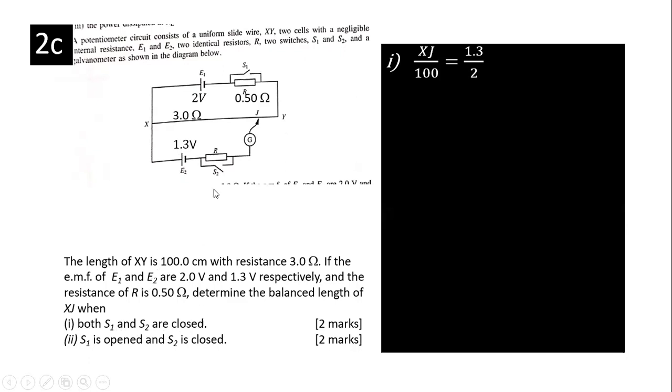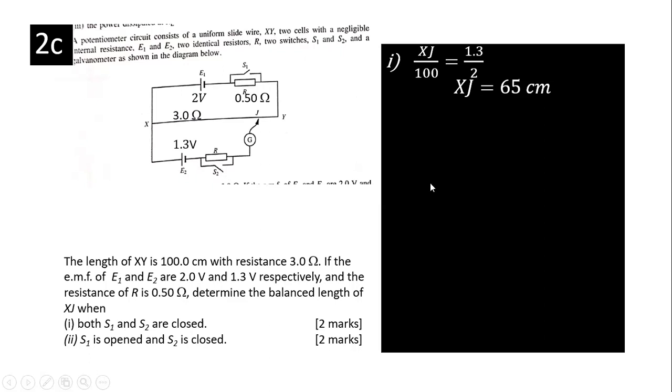S1 and S2 are closed. Sorry, S1 and S2 are closed. If it's closed, you can throw this away already. S2 is also closed, so you can throw this away already. So basically you're measuring the EMF. So XJ over 100 equals 1.3 over 2, and calculate 65 cm.